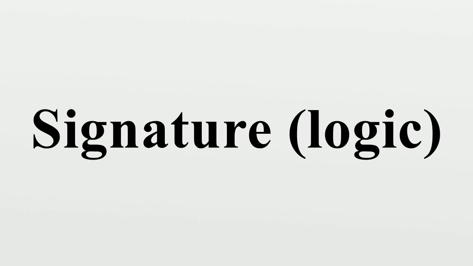Signature: a signature is a triple consisting of a set S of sorts, a set P of symbols, and a map type which associates to every symbol in P a symbol type over S.